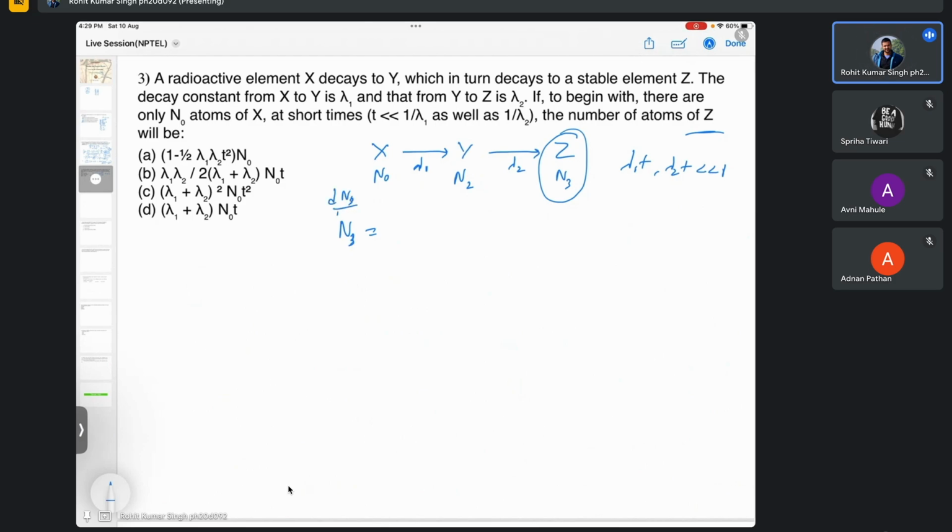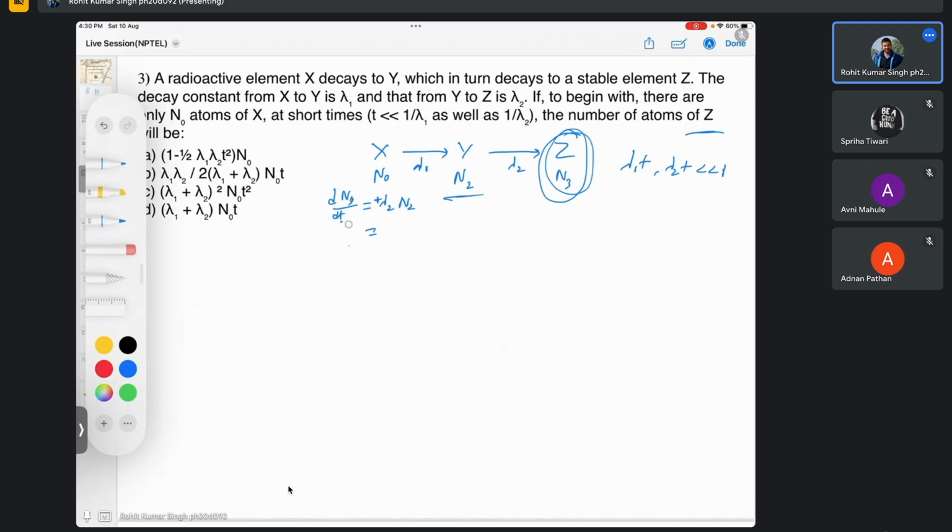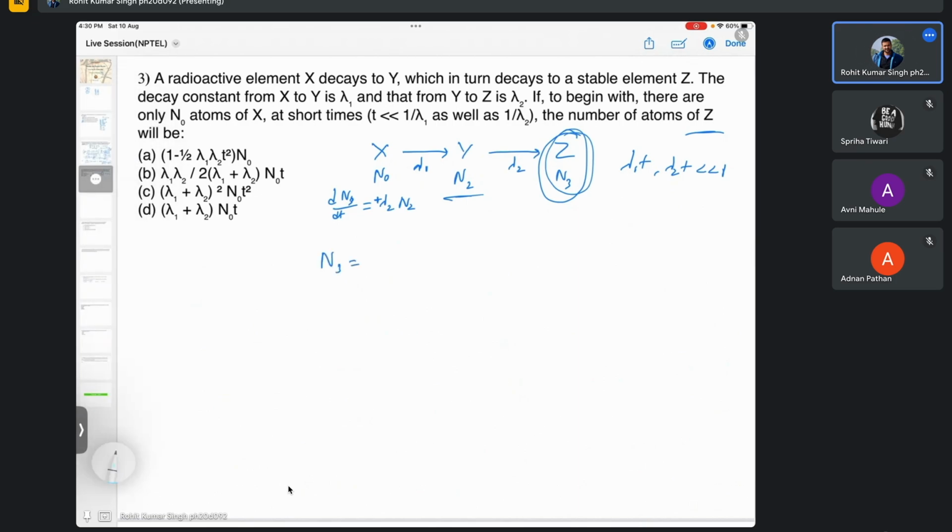From this differential equation, minus lambda 2 into, actually it will be positive, because it is getting created, it is not decaying. Okay, created from n2, so the rate will be positive. And the expression for n3 comes out to be this.